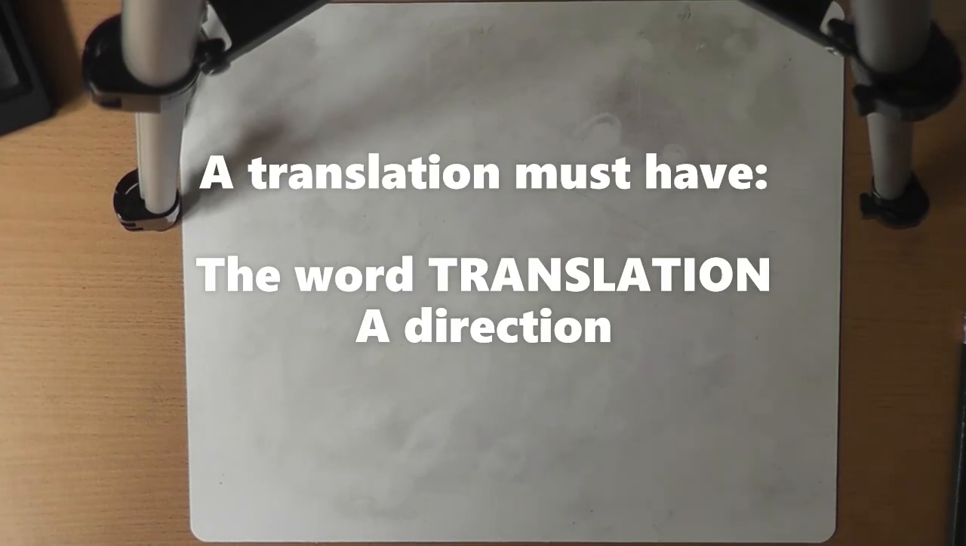If the shape has moved on the grid but still looks exactly the same, it's not turned upside down or backwards or anything like that, if it's just moved on the grid, then it is a translation. And if you are saying it's a translation, then you have to give the word translation and a direction. You may be able to give the direction as words, you may have to give it as a vector, but you have to give the word translation and a direction.